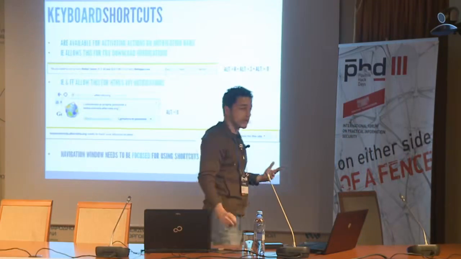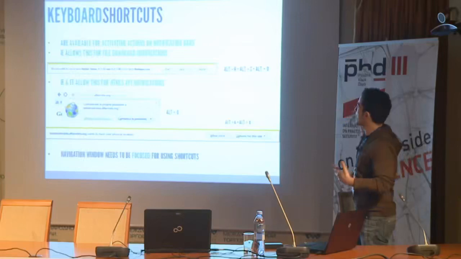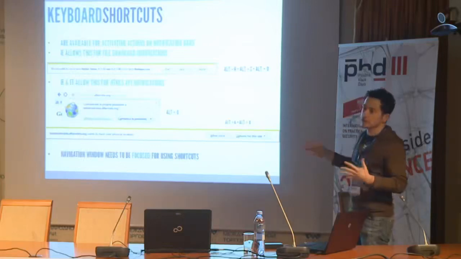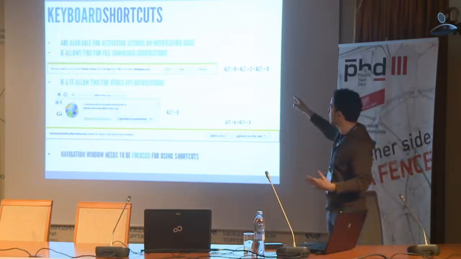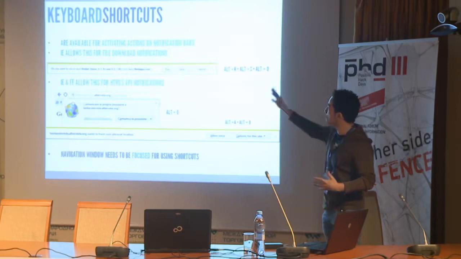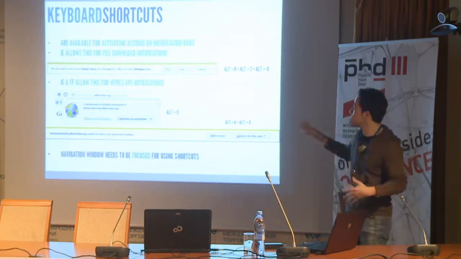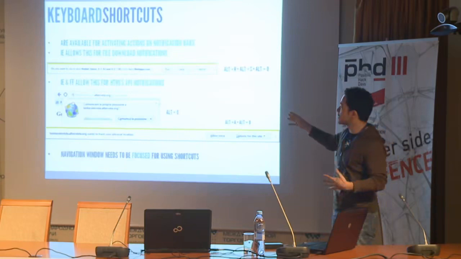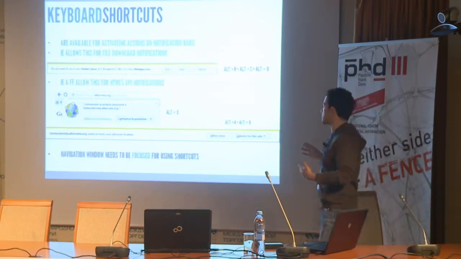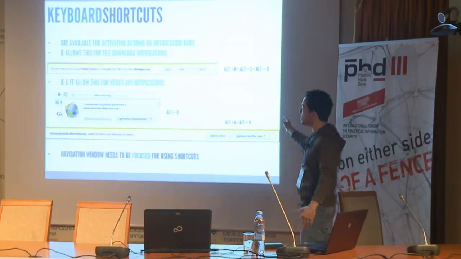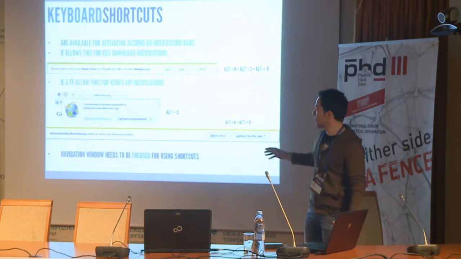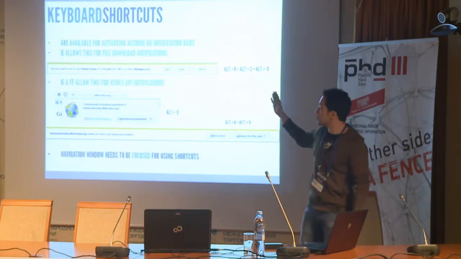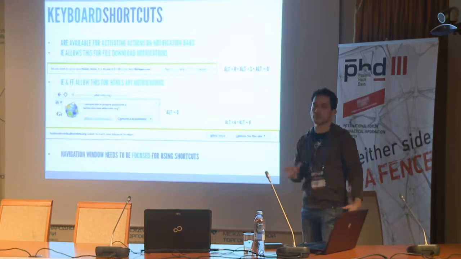Second problem, keyboard shortcuts. They are available in order to interact with the notification bars. For instance, Internet Explorer allows this for interaction with download notifications. You can press Alt and then R, or Alt and then S, or Alt and then O in order to run, save, or open your file, okay? Internet Explorer and Firefox allow this for HTML5 API notifications. This means that you can press Alt and O or Alt and A in order to grant the geolocation privilege to that website. Of course, in order for these shortcuts to work, the navigation window needs to be in focus.